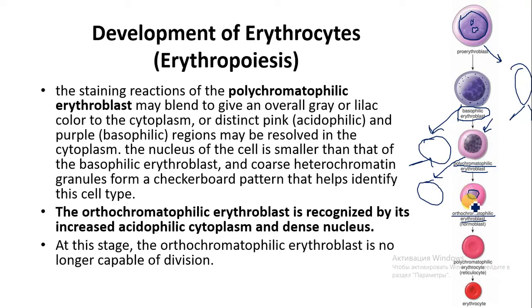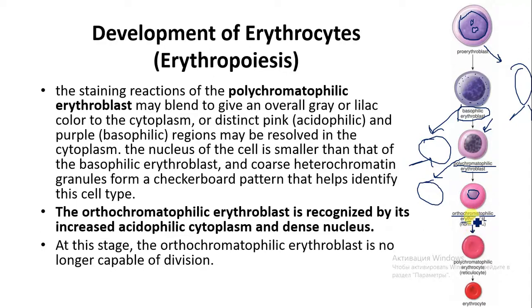And all the genetic material here became very condensed. And you remember that in the cell cycle we should have open chromatin. We should use euchromatin for cell division. But here cell division is unavailable because the nucleus is shrunken. And actually the cytoplasm is now unable to divide, and that's why after this we don't have cell division. After the orthochromatophilic erythroblast, cell division is halted.